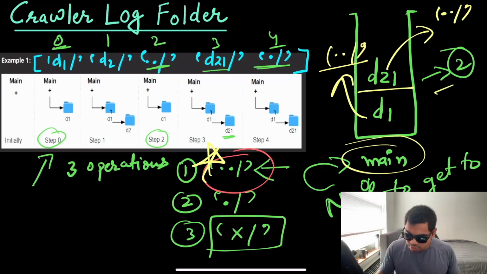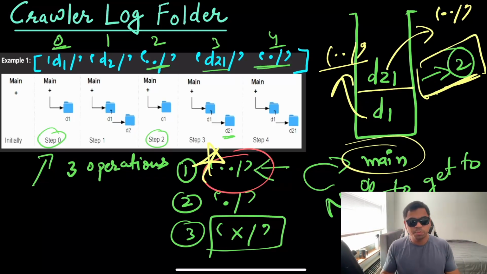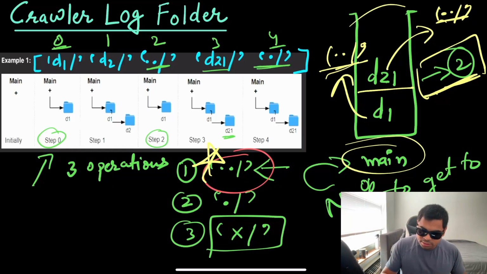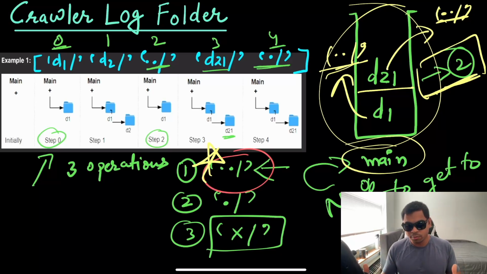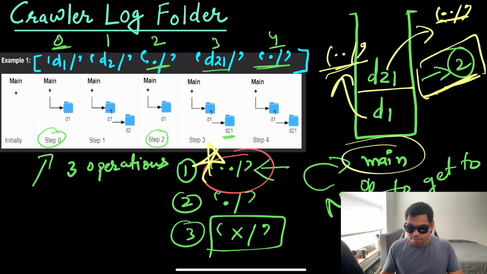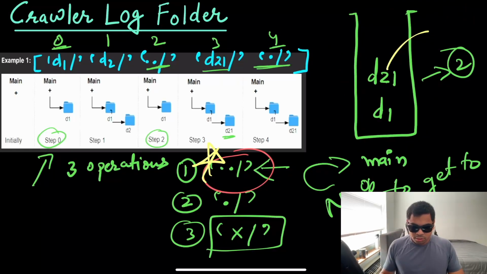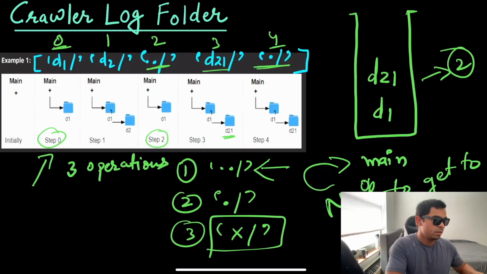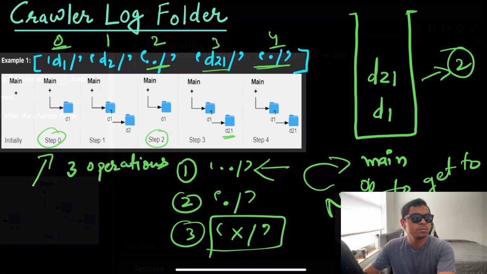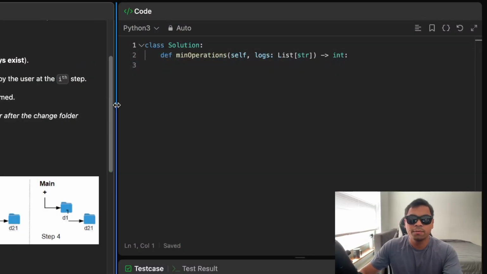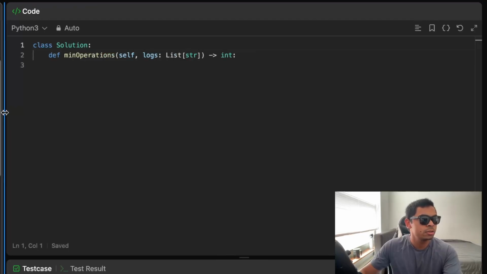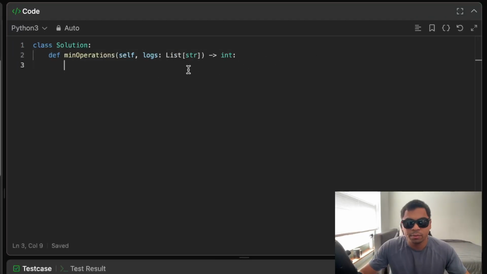And length, basically I don't have to perform these operations, but I'm just saying that the length of this stack would be the number of minimum operations that we need to perform to go back to the main folder. Okay, so I'm gonna leave us here, and then let's implement. This will be a big O of n time complexity solution, and space will also be big O of n. N is the number of logs or steps that we will be performing.